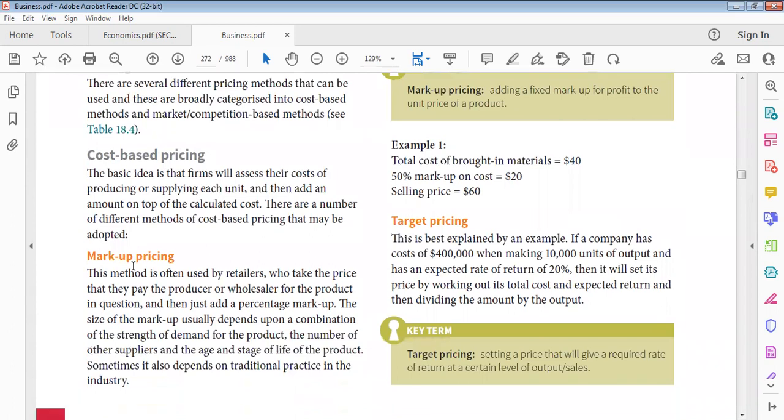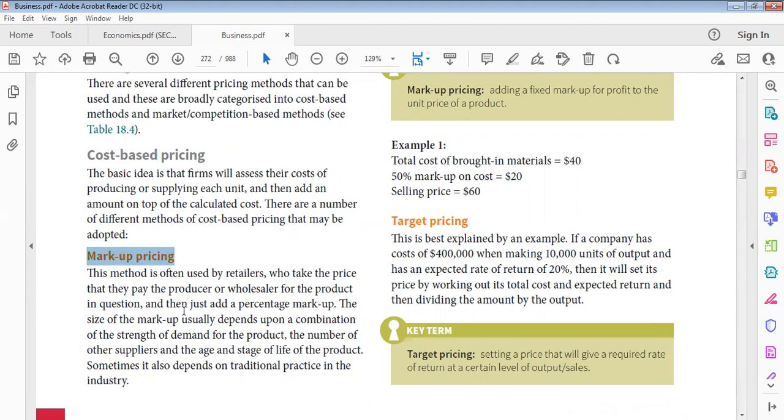You can guess, for example, that cost-based pricing is based on your cost, and competition-based pricing is based on competition, or how the situation is in your market. How are the other competitors pricing their product? These are the main difference, but even inside each category, there are different categories.